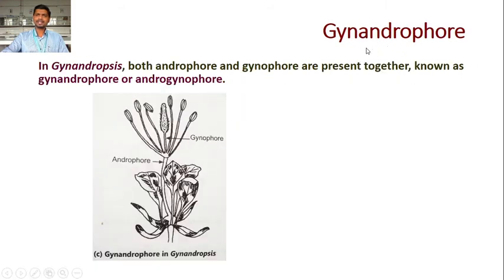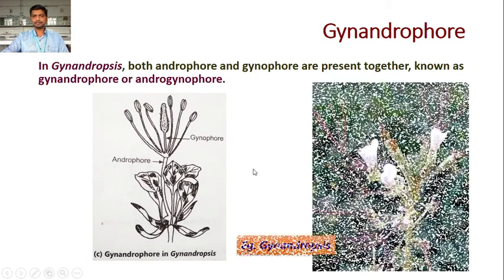Now here a third condition, gynandrophore. Both androphore and gynophore are present together in the Gynandropsis flower, so it is known as gynandrophore or androgynophore. In the Gynandropsis flower, androphore is the second internode between corolla and androecium, and gynophore is the third internode between androecium and gynoecium. In Gynandropsis both androphore and gynophore are present together, so it is known as gynandrophore or androgynophore.